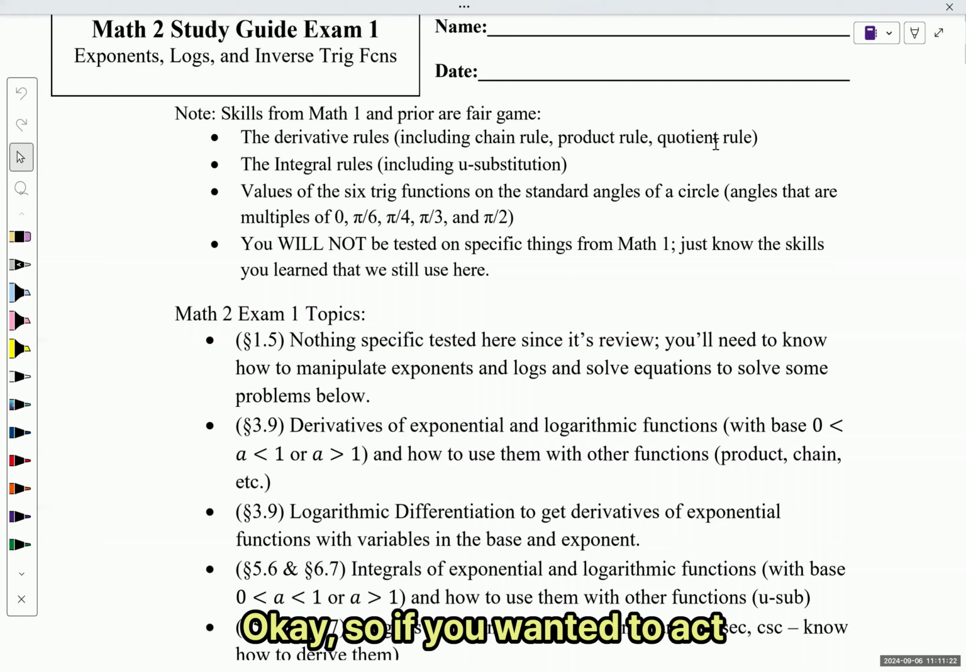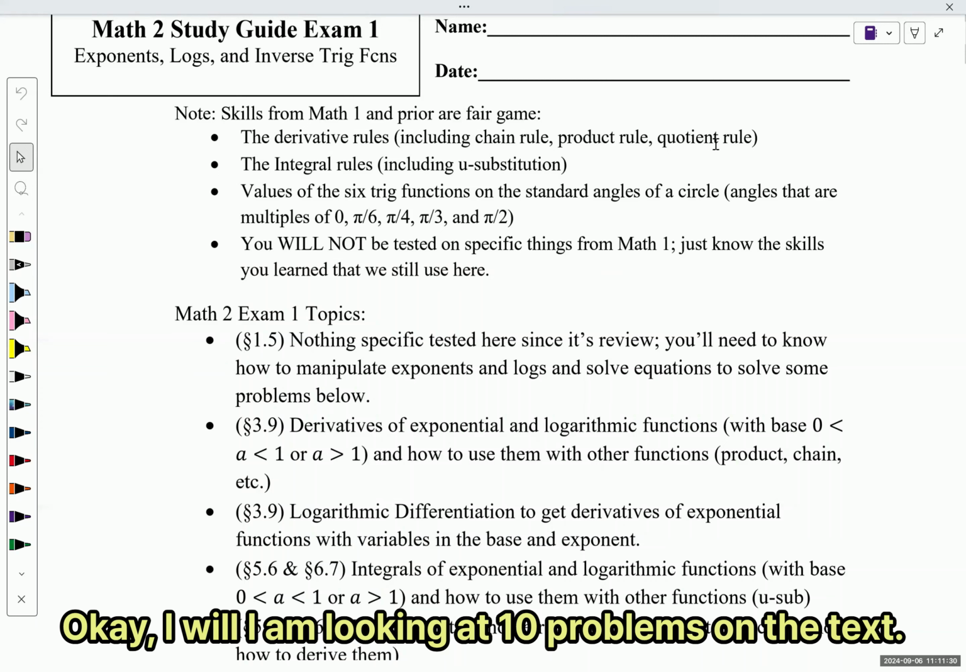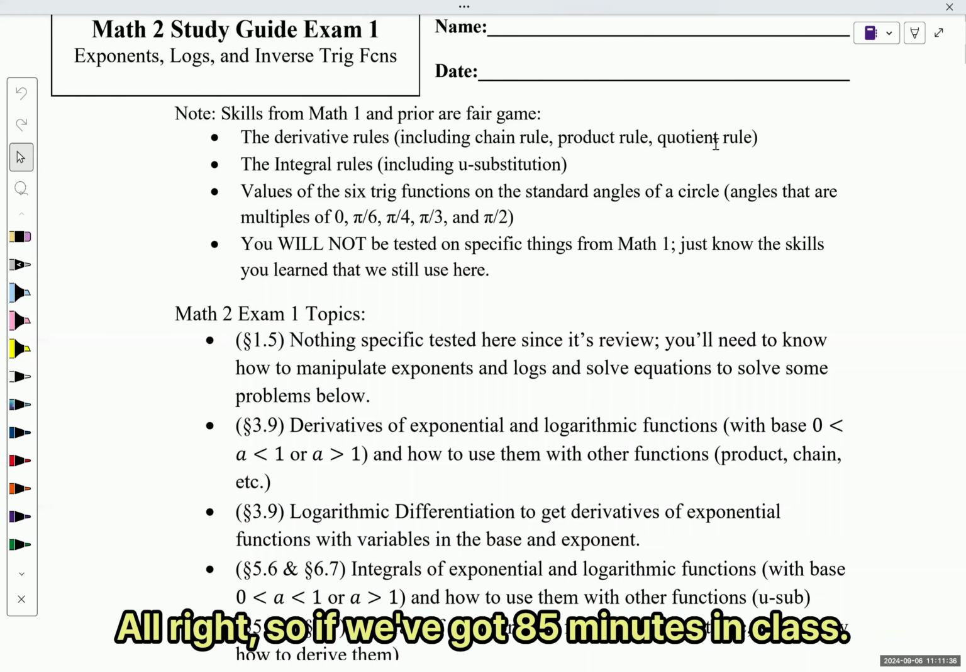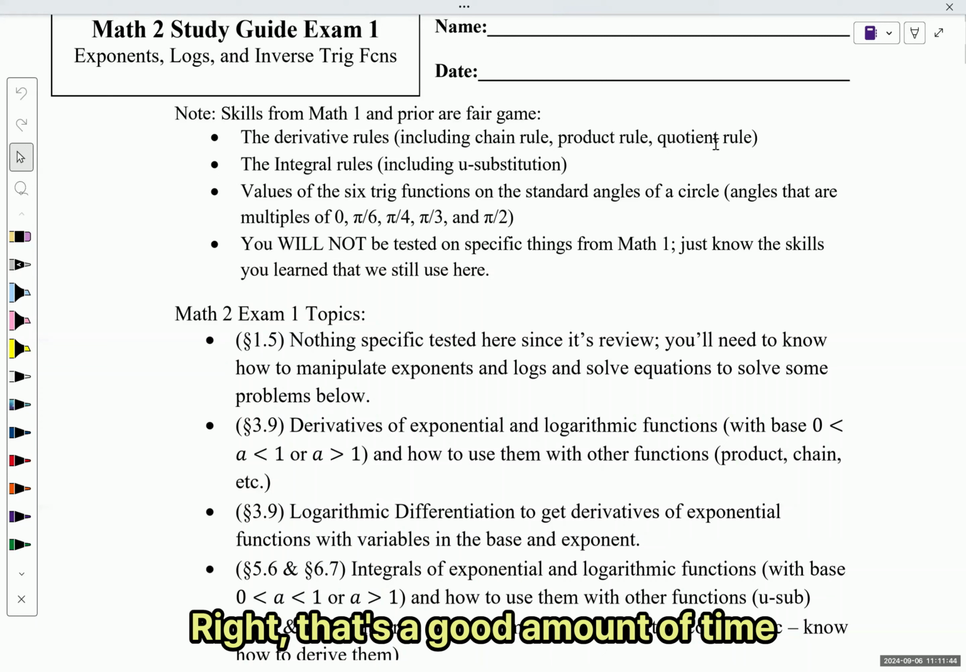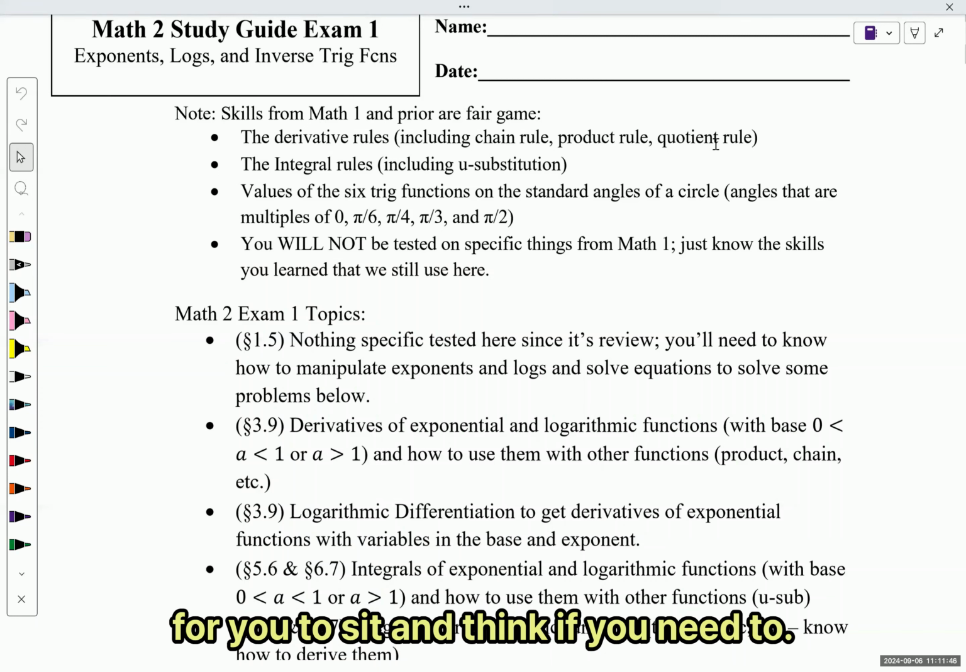So if you wanted to act like this is a practice test, do all the odds or do all the evens, okay? I am looking at 10 problems on the test. That's what I'm sitting at right now, all right? So if we've got 85 minutes in class, and there are 10 questions, that gives you 8.5 minutes per question, right? That's a good amount of time for you to sit and think if you need to.